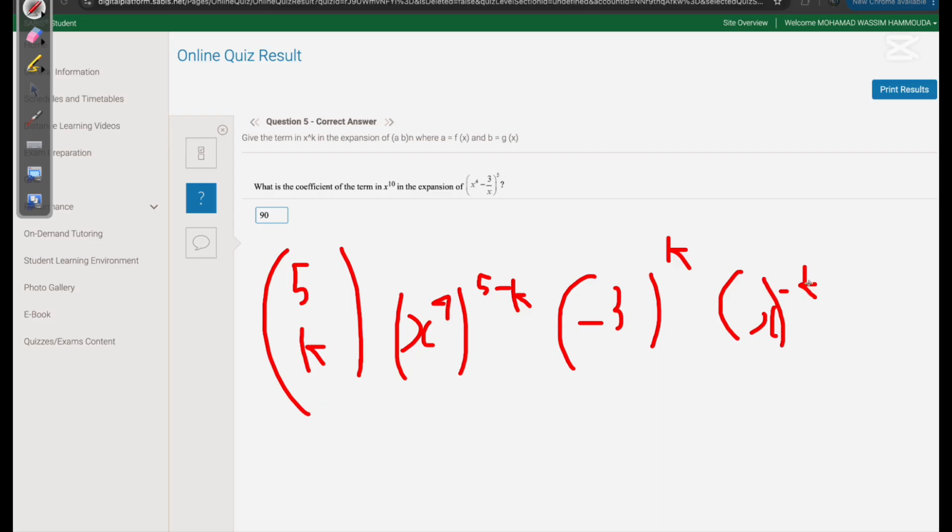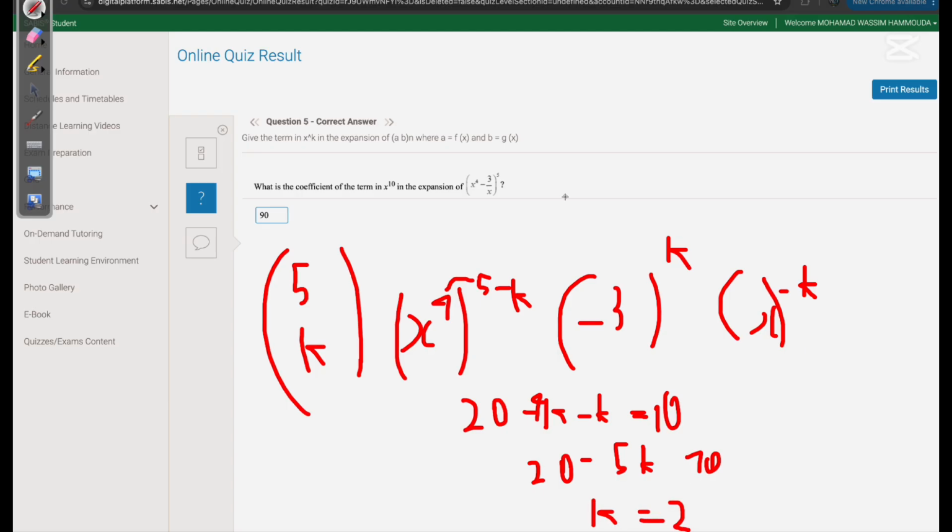To simplify, first of all we're gonna have to do power. Here we have the power of power, which means we're gonna multiply. So 20 minus k minus k, because we're combining like terms, which is x and x in this case. So 20 minus 4k minus k is equal to 10. 20 minus 5k is 10. K is 2.